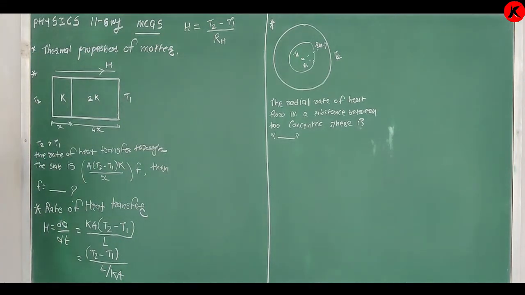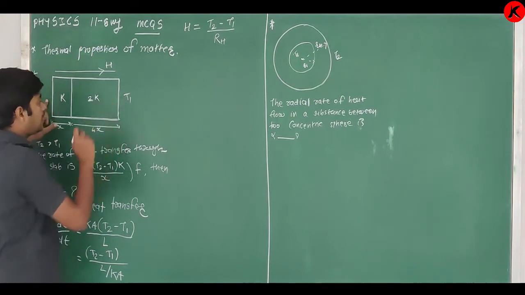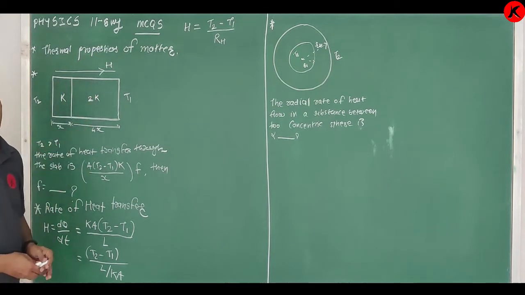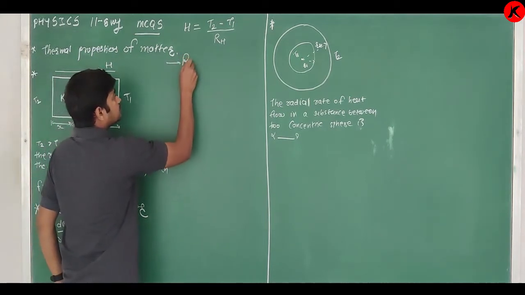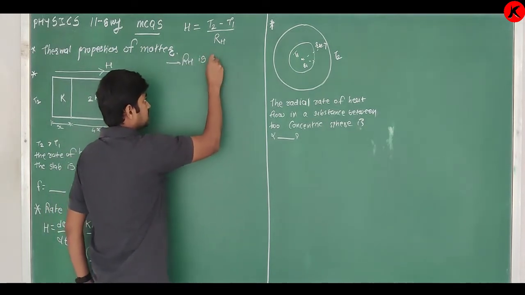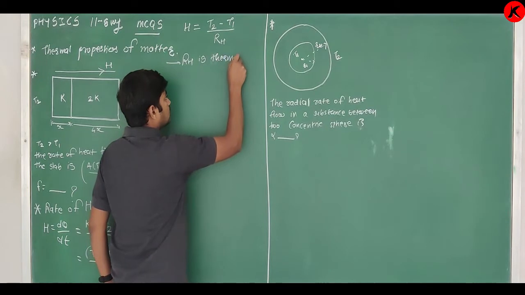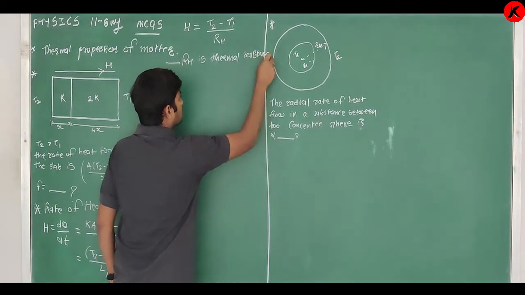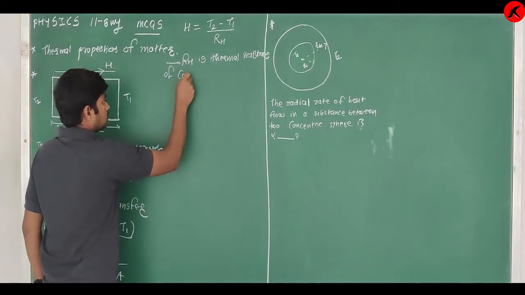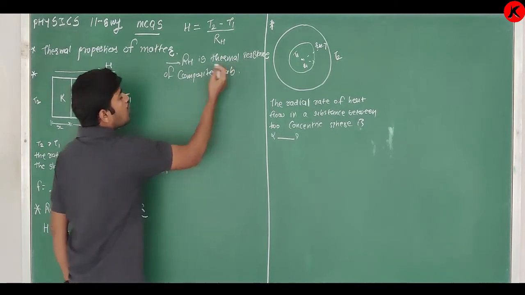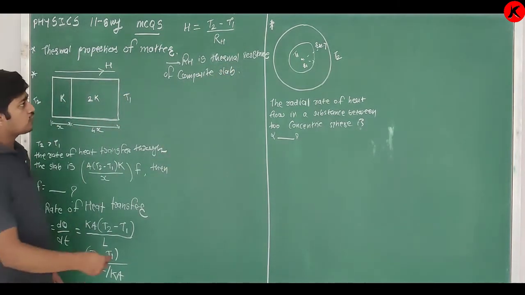T2 is the temperature at this end, T1 is the temperature at this end. So what is RH? RH is the whole thermal resistance of the composite slab. So how to find this RH?